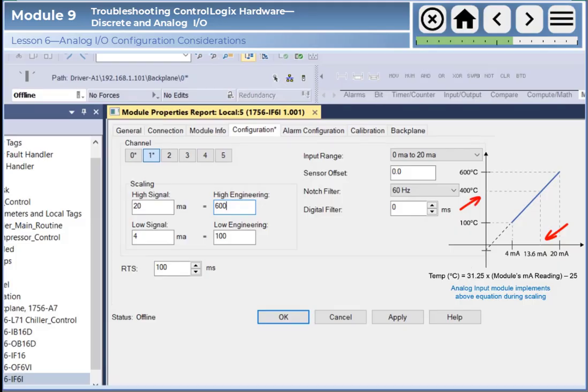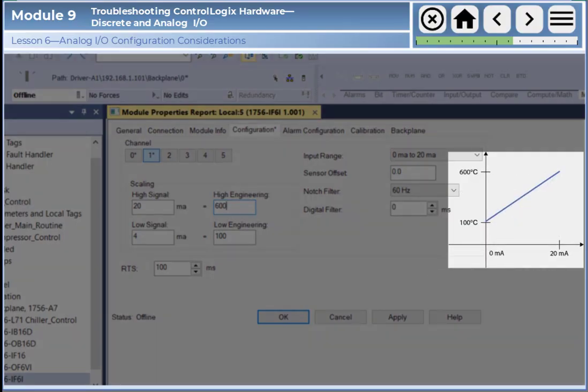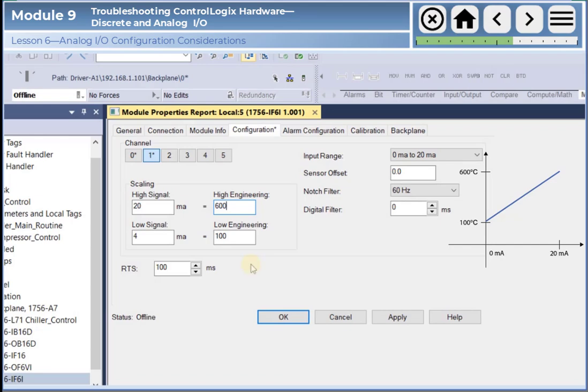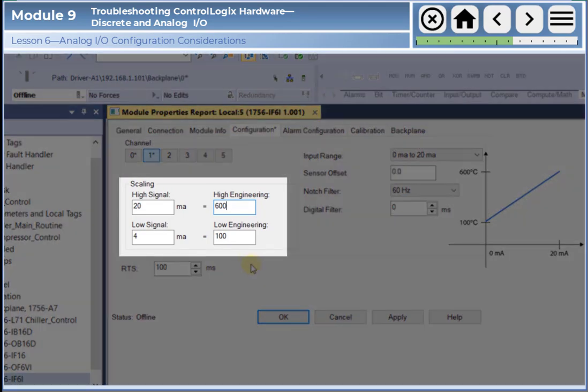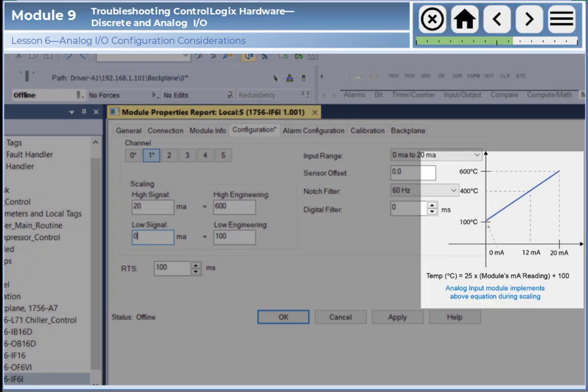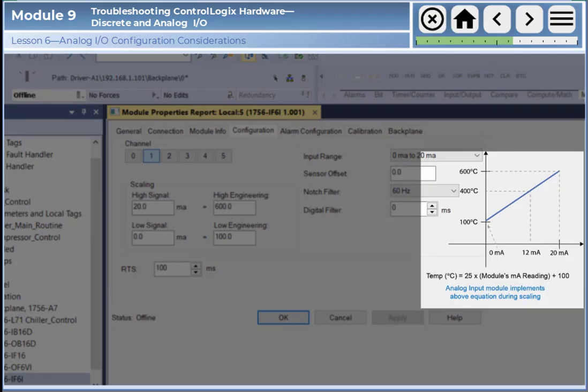If we're troubleshooting an analog input and the transmitter has been changed from 4 to 20 milliamp to 0 to 20 milliamps, which match the same 100 to 600 degrees Celsius, we would need to change the low signal scaling from 4 to 0 to match the transmitter. Now, a reading of 0 milliamps will represent 100 degrees.